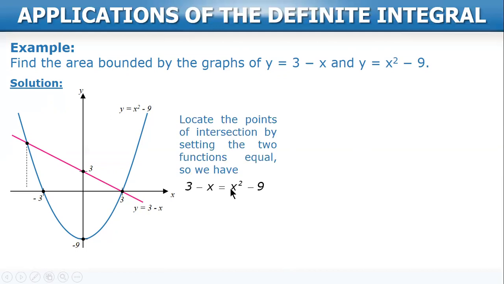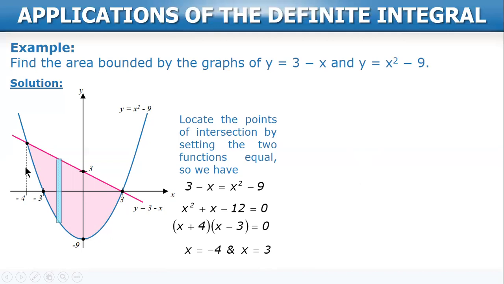3 minus x equal to x squared minus 9. Simplify, you have this one, x squared plus x minus 12. And you factor out, x plus 4 times x minus 3. So x should be negative 4 and x equal to 3. Therefore, this is x equal to negative 4. Okay. And this is our bounded region.